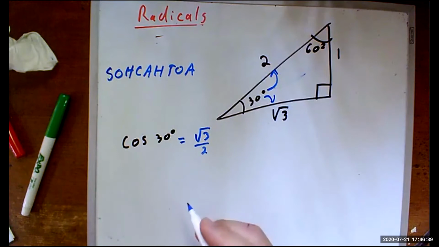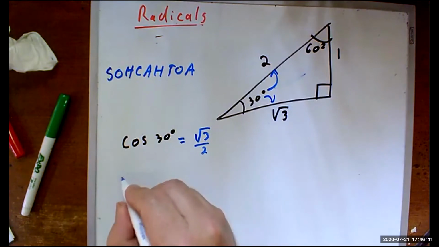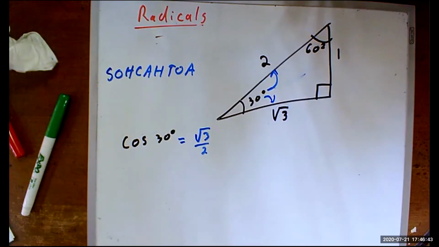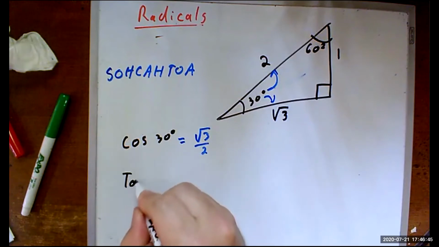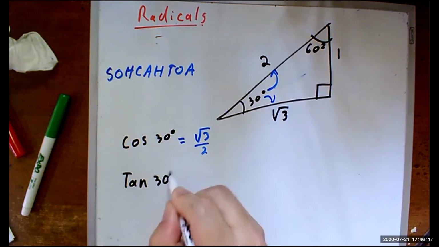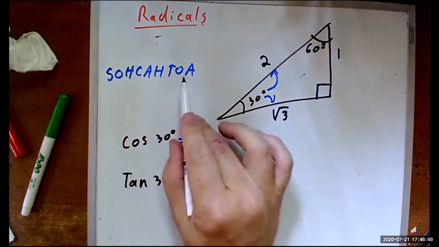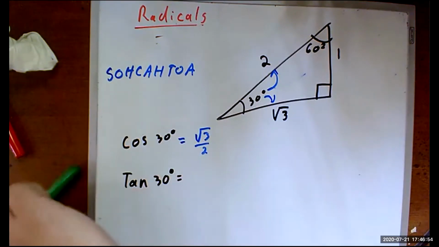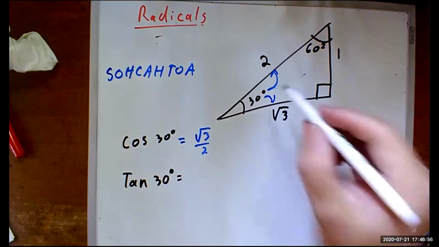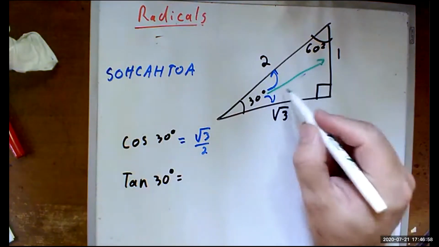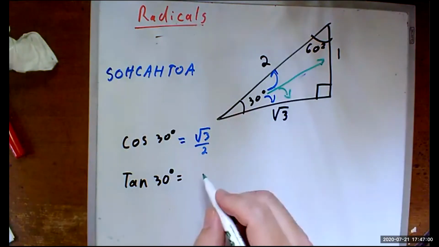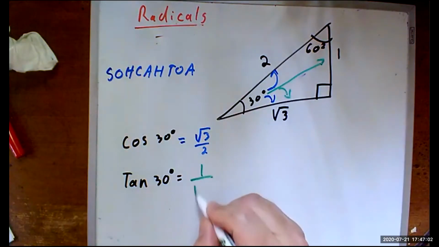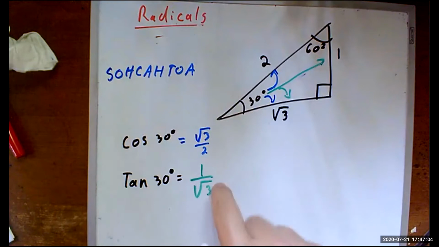But let's say I'm dealing with the tangent of 30. Tangent is opposite over adjacent. So now that's my opposite, that's my adjacent. So I end up with 1 over square root of 3. And that's what we're not allowed to have, that square root of 3 on the bottom.